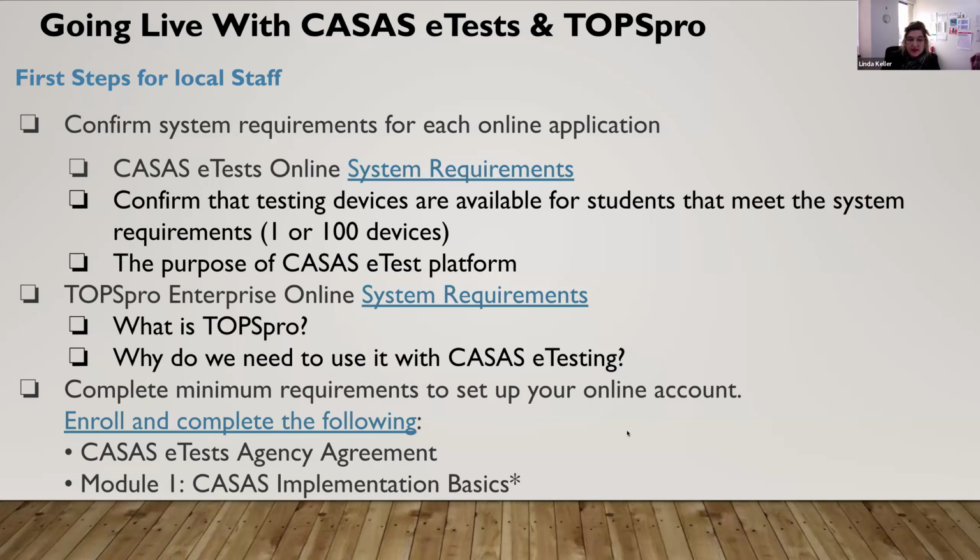With setting up your agency account, at least one person from your program needs to enroll and complete the information on the bottom of this slide. So you have to complete an e-test agency agreement if you don't already have an agency account. At least one person from your program has to complete Module 1, implementation basics. If you already attended a session here in Minnesota at one of the state-sponsored events, Summer Institute, or if you had Marty or me come out to your agency to complete the CASAS implementation training, you would have that information completed already.